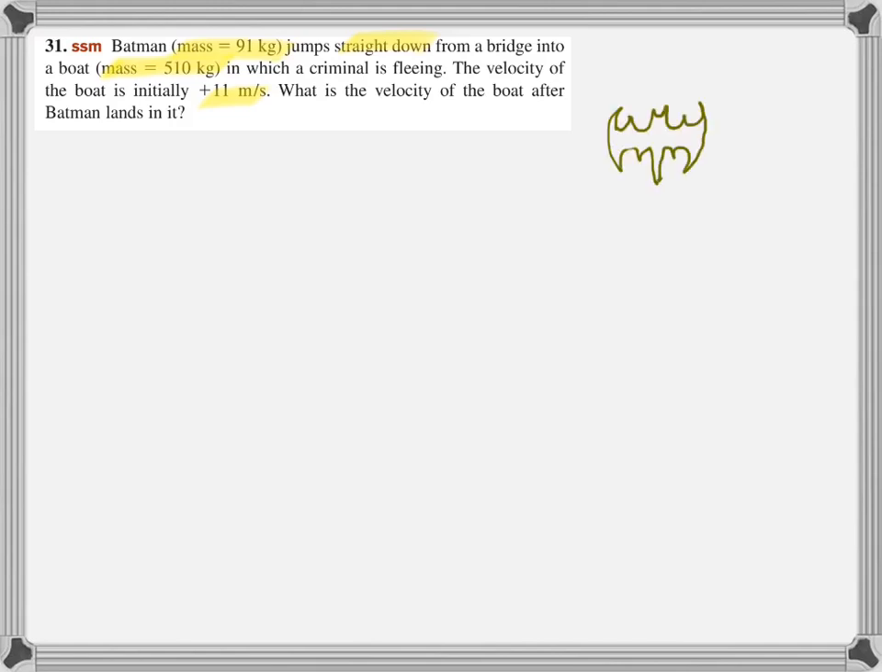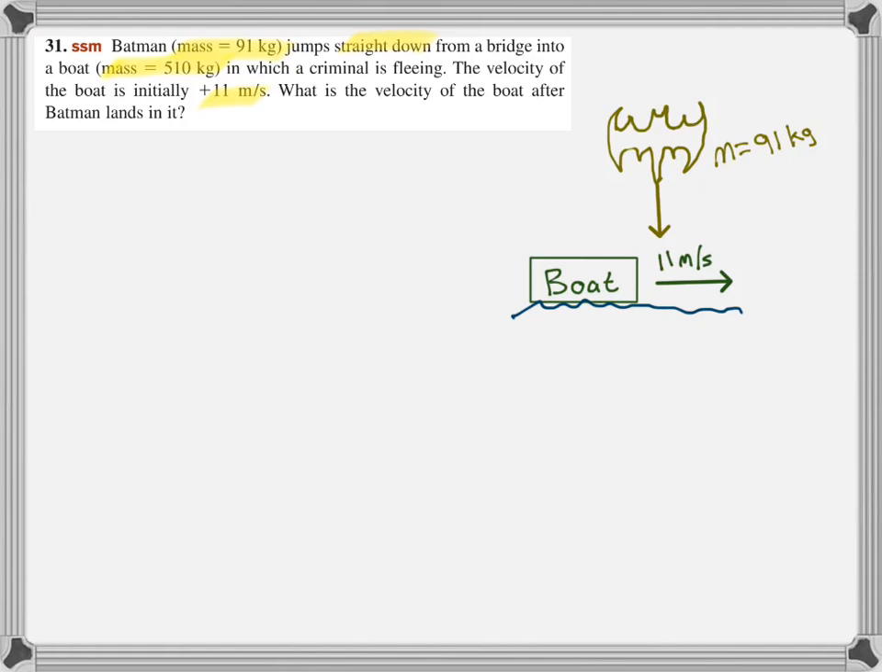So we have this situation where Batman is jumping off a bridge, and he has a mass of 91 kilograms, and he's coming down and about to land on a boat that is moving forward along the water at 11 meters per second. And they want us to find what is the velocity of the boat after Batman lands on it. So we're trying to find the final velocity of the boat.